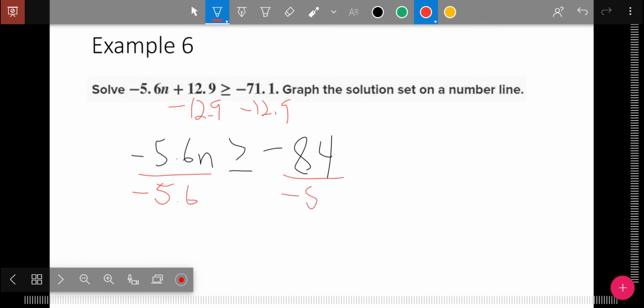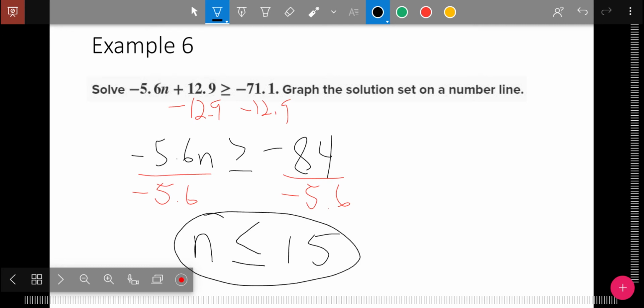Now divide both sides by negative 5.6. I want to grab my calculator and do negative 84 divided by negative 5.6. I get positive 15. And so I have n over here, and I have 15. Now I did divide by a negative, and so I must flip the sign. And so now it is n is less than or equal to 15.